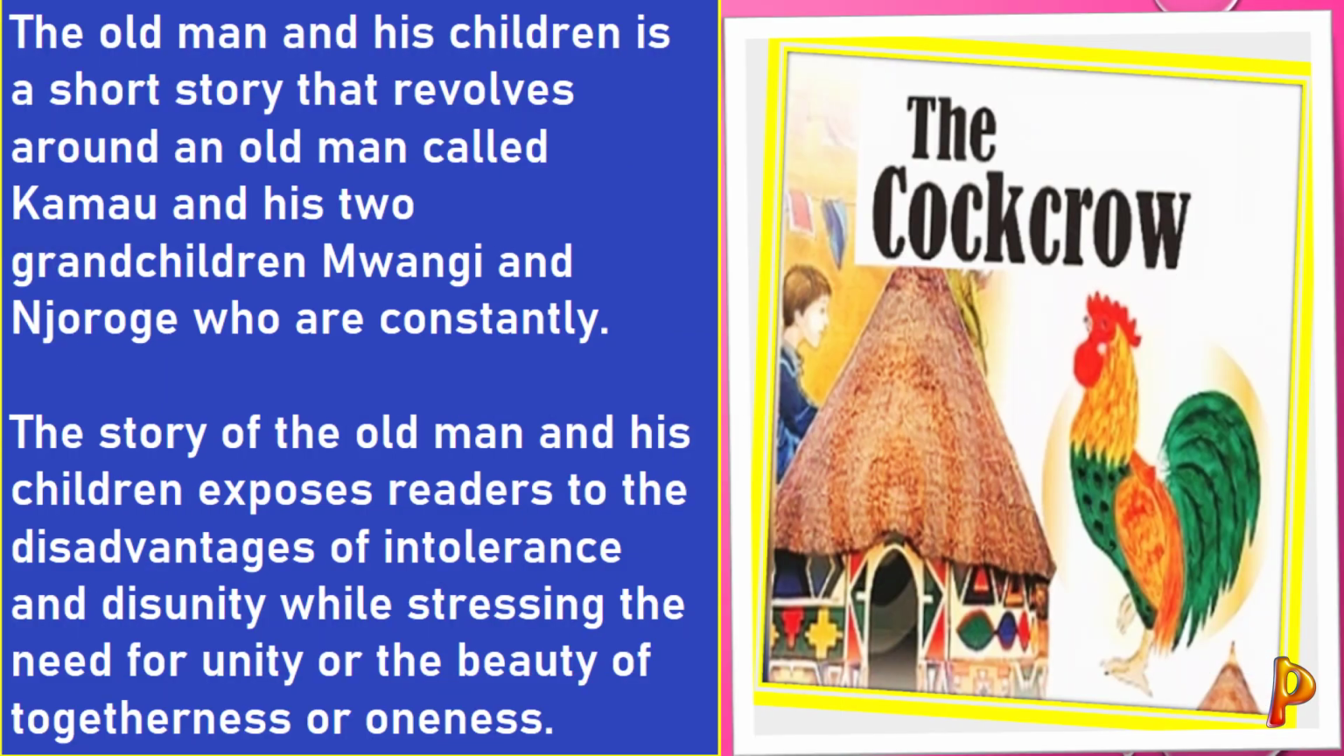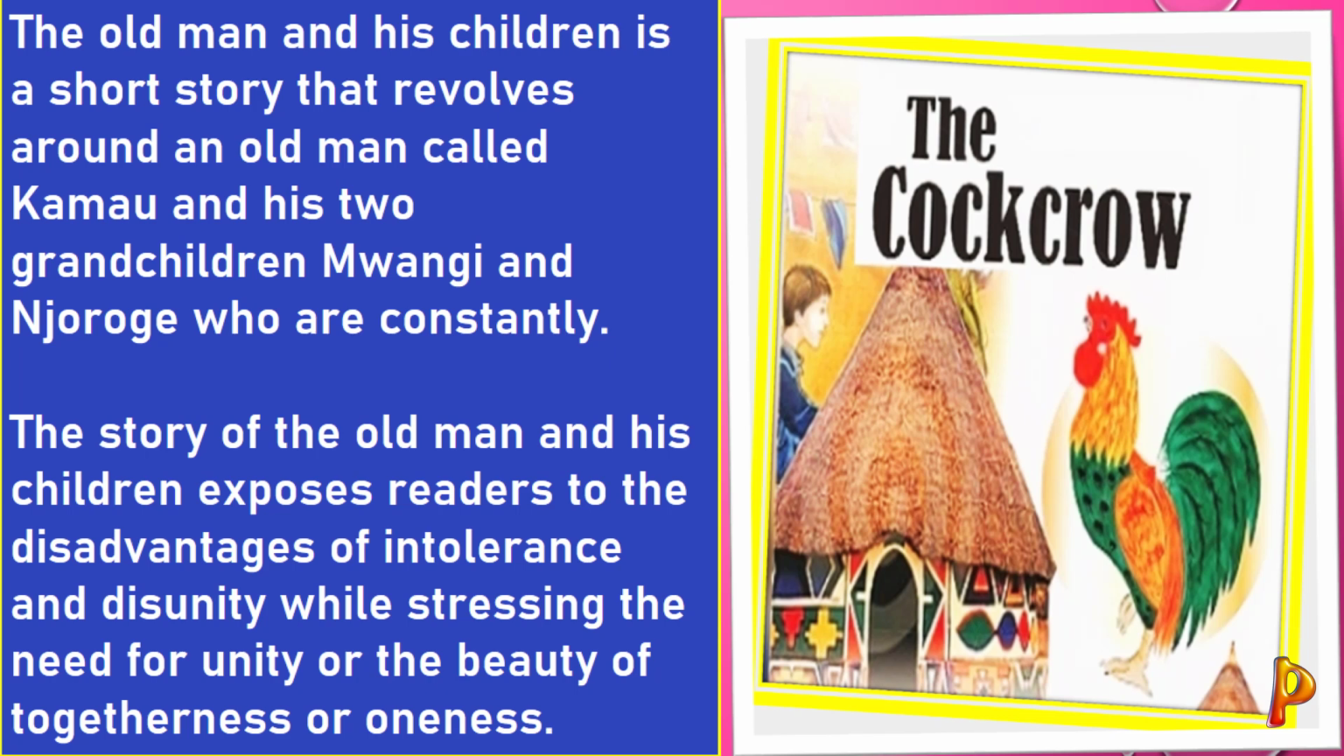The Old Man and His Children is a short story which revolves around an old man called Kamau and his grandchildren, Nwange and Njoroge, who are constantly fighting. The story exposes readers to the disadvantages of disunity and intolerance while stressing the beauty of togetherness and oneness.